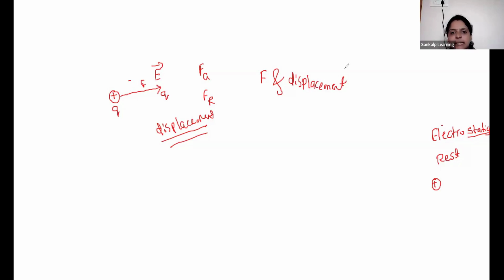Which quantity can we say there when you have force and displacement both? Yes, very good. When you have force and displacement together, we come across the word work done. When we take the product of force and displacement, it is called work done.